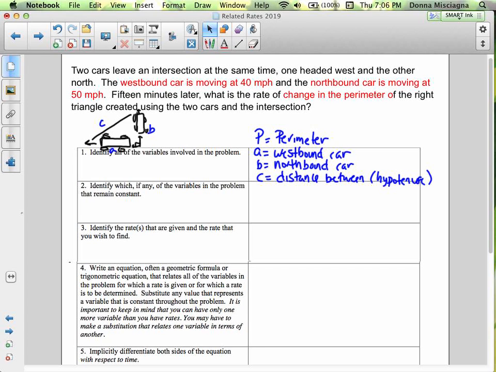Identify which, if any, of the variables in the problem remain constant. All right, so as A and B change, so is C, and so is the perimeter. So none of these are going to remain constant.